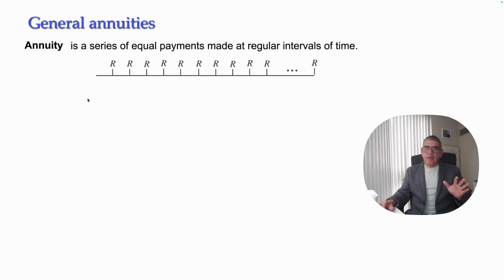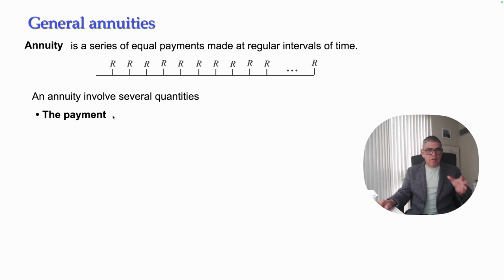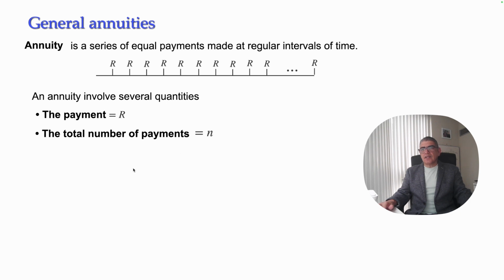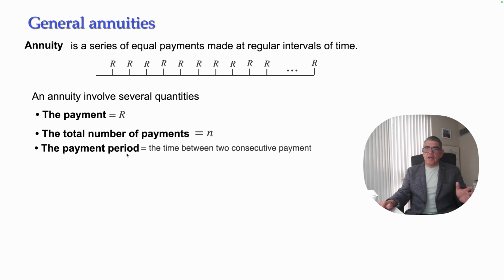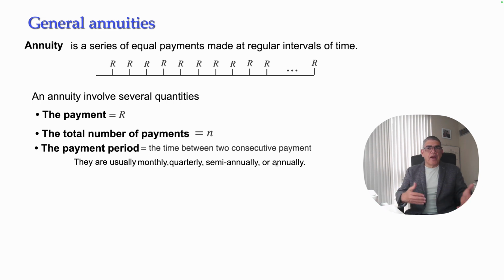So an annuity involves several quantities. The first one is the payment, R. The payment is this amount that I have symbolized here by R. It also involves the total number of payments, and I'm going to symbolize this with the letter N. We also have the payment period, the length of time between two payments, and this payment period is usually a month, a quarter (3 months), or half a year. So the time between two consecutive payments is the payment period or the payment interval. They are usually monthly, quarterly, semi-annually, annually, but could be daily, weekly, or bi-weekly.